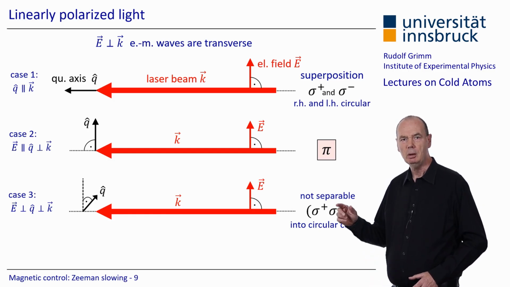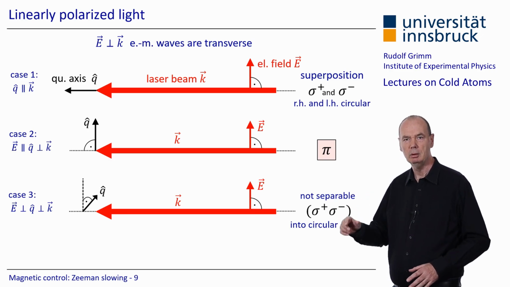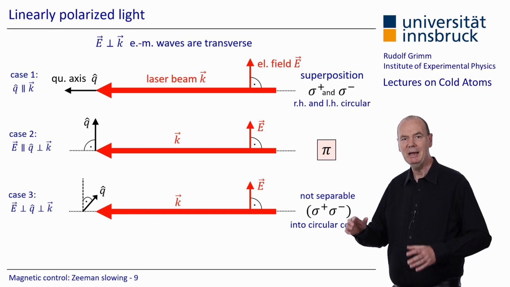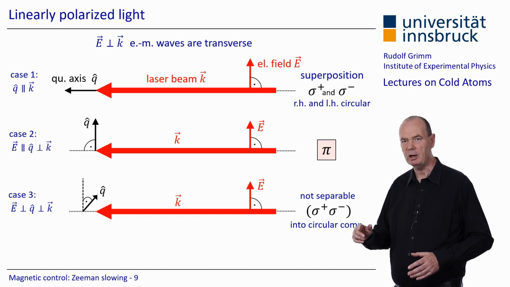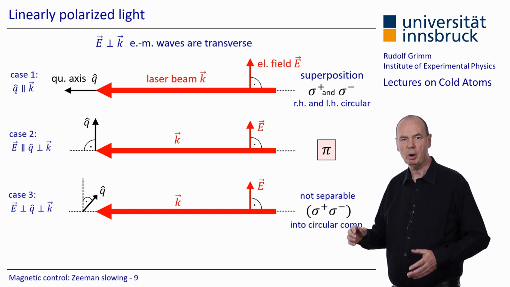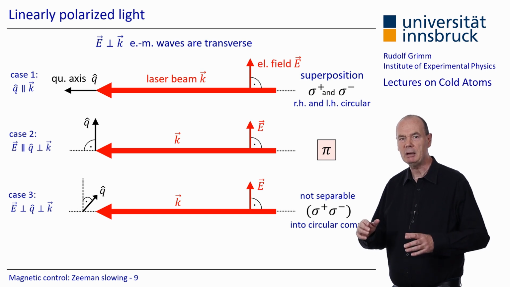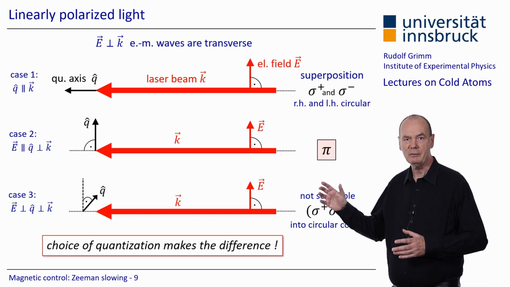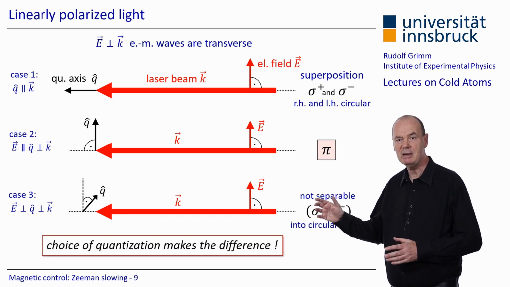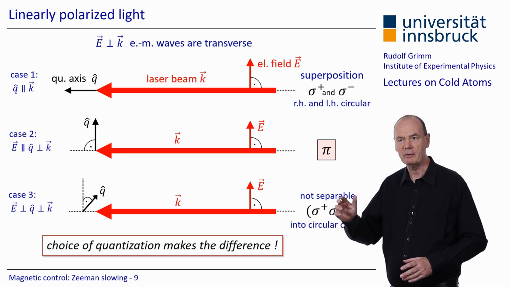In case 3, whatever you do to one circular component, you will have the same effect on the other one. The two circular components are inseparable. This fundamental difference between situations 1 and 3 is very important if one takes absorption images of cold atom clouds in a magnetic field, as we have experienced many times in our laboratories. One and the same situation interpreted in 3 different ways. The particular choice of the quantization axis makes the difference.